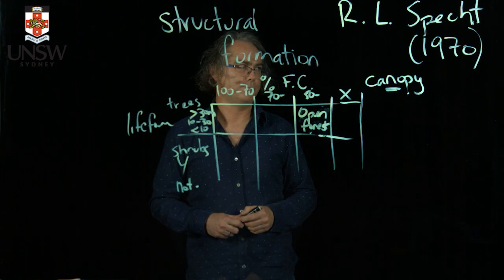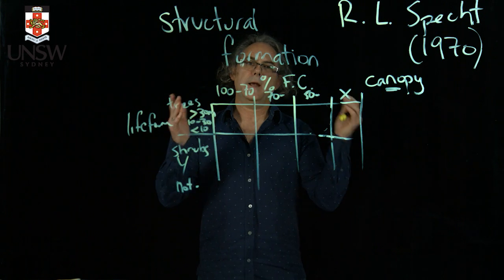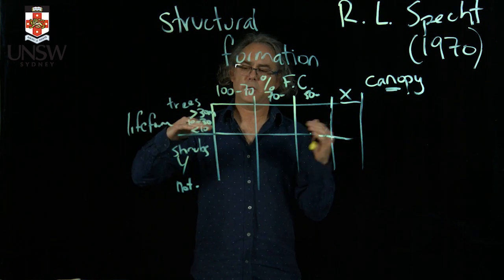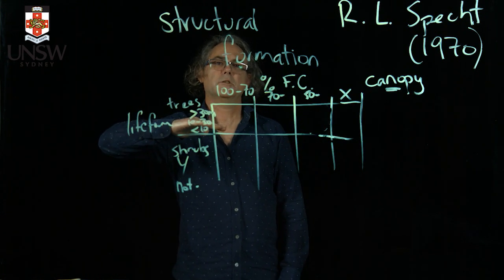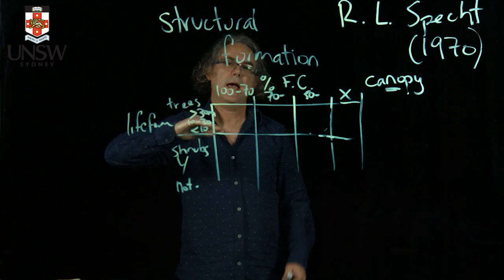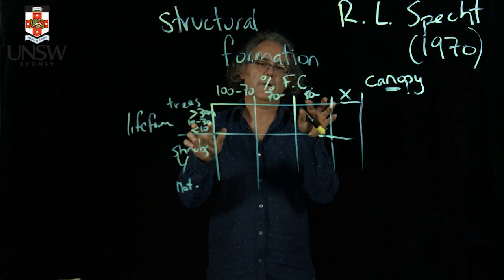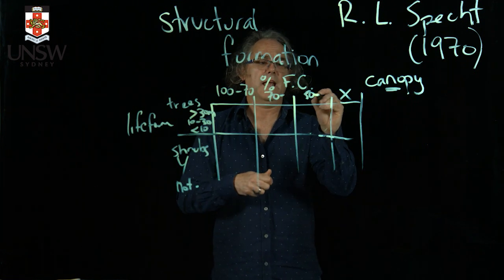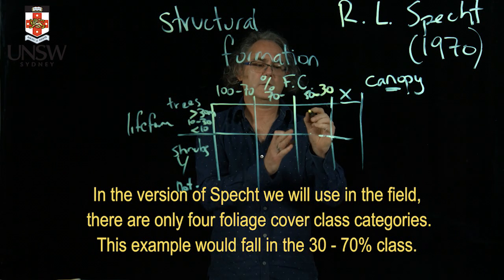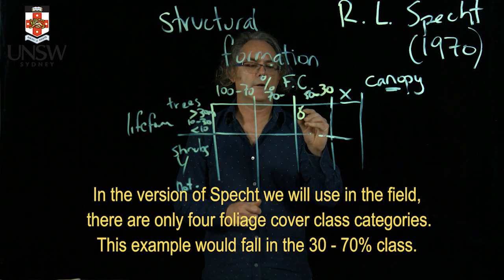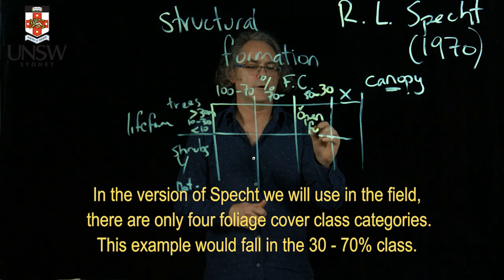As I mentioned, if I went out into the field and I measured a tree-dominated vegetation community and the trees were between 10 and 30 meters and the projected foliage cover was between 50 and 30%, then that falls into this category, and that category in Specht is called an open forest.